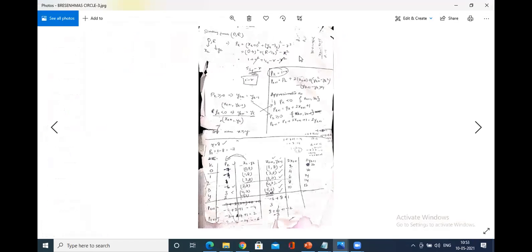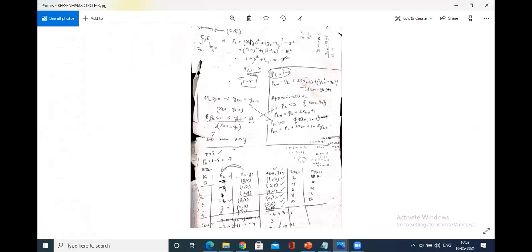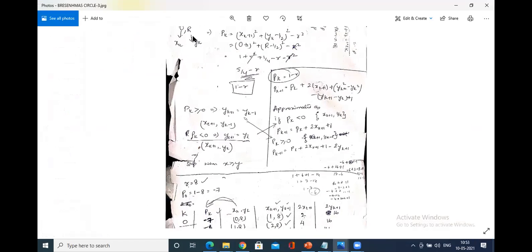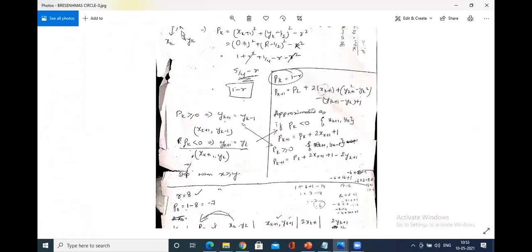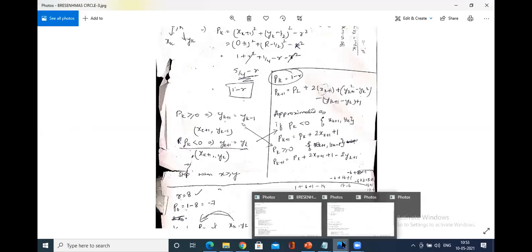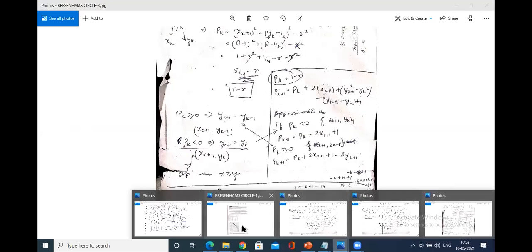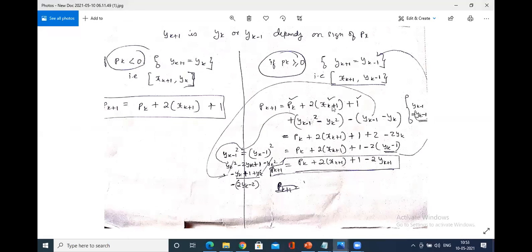How do you find the initial decision parameter? For finding it, you have the starting point 0 comma r, that is the y-intercept, and you evaluate that into the pk formula. So you get 5 by 4 minus r. Nearby, 5 by 4 is approximately equal to 1, so we'll treat the initial decision parameter as always equal to 1 minus r. With that, you have the final formulas. This is the final concept that I was stressing.